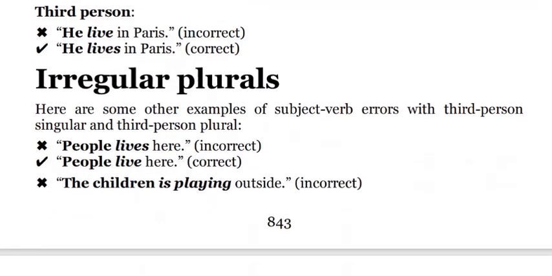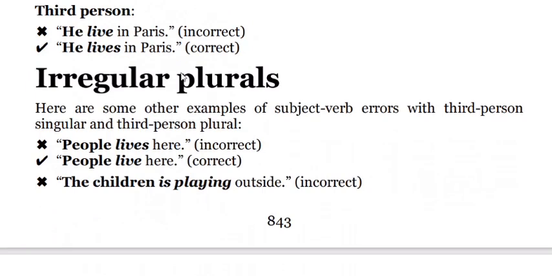Now irregular plurals. Here are some other examples of subject-verb errors with third person singular and third person plural. People lives here. Incorrect. People live here. People represent a group of people. People does not represent a single person. So we will not use S with people.